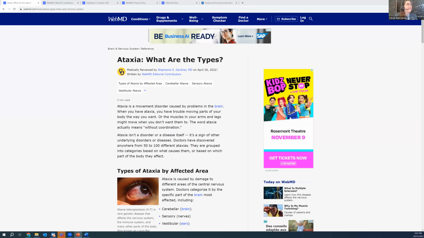All right, if someone could just let me know in the chat if you are seeing a web screen right now from WebMD, ataxia, what are the types? Amazing, thank you so much.